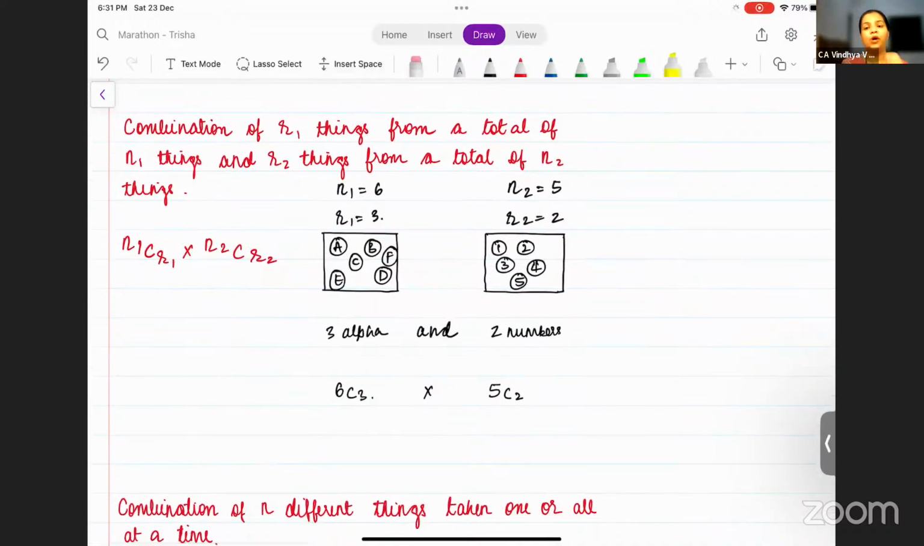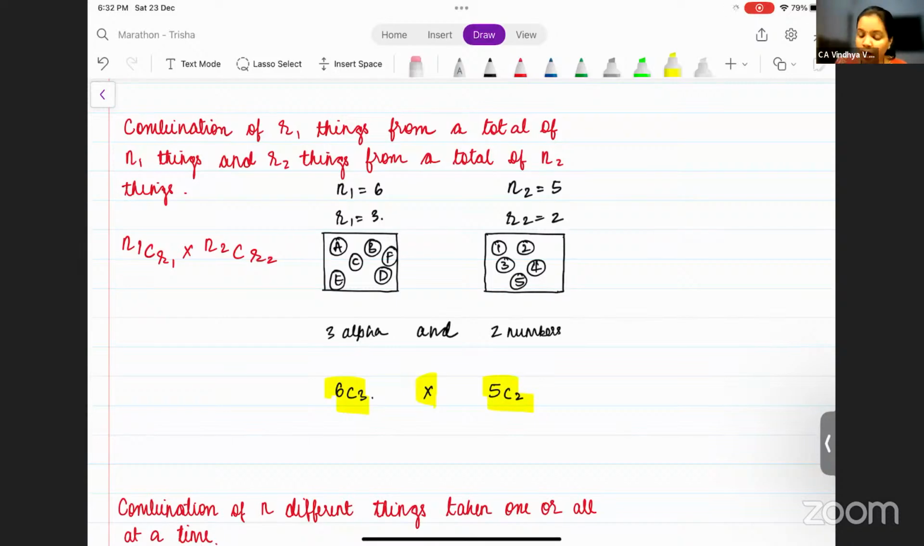Okay. Next, you have combination of r1 things from n1 things and r2 things from n2 things. Where you have two separate categories. Okay. Now here I've given you 6 alphabets and 5 digits. And what have I told you? I've told you that you have to select 3 alphabets and 2 numbers. So out of 6 alphabets, you can select 3 alphabets in 6C3 ways. And out of 5 numbers, you can select any 2 in 5C2.